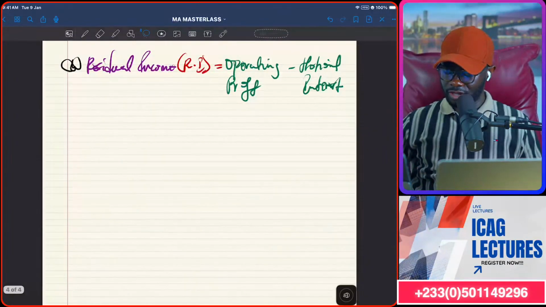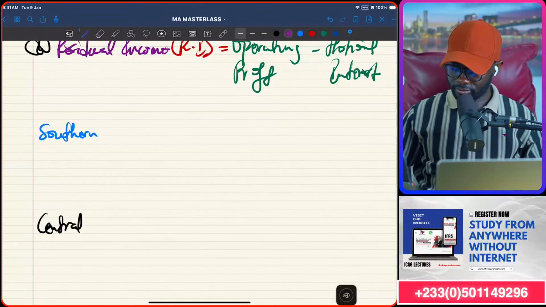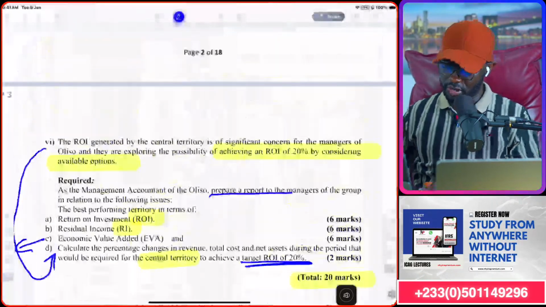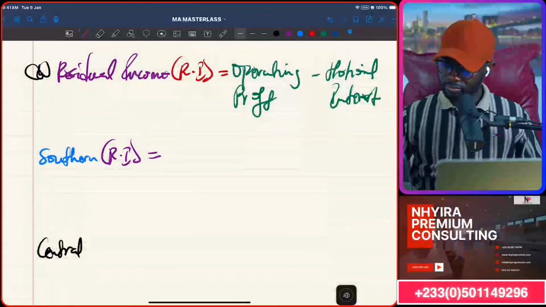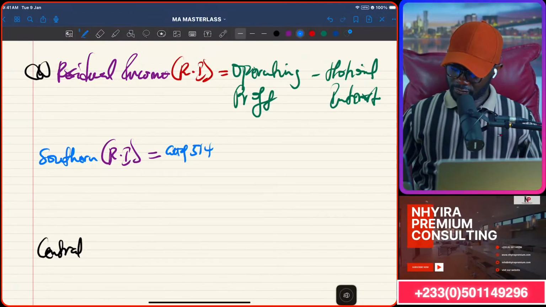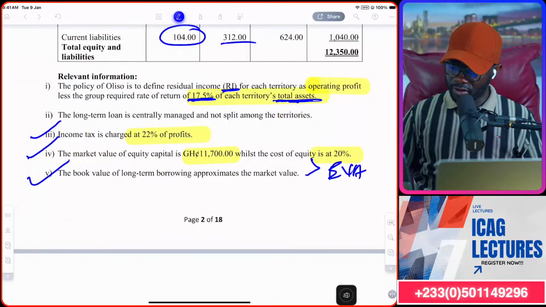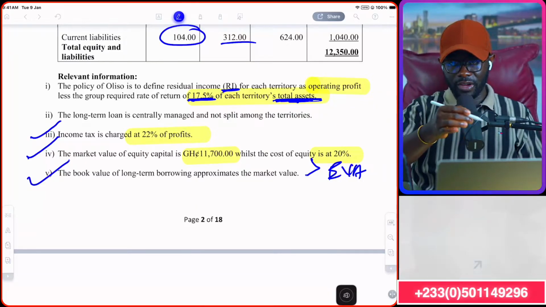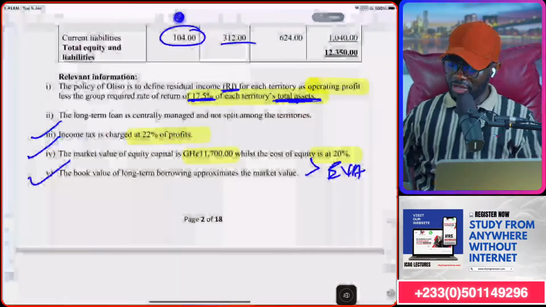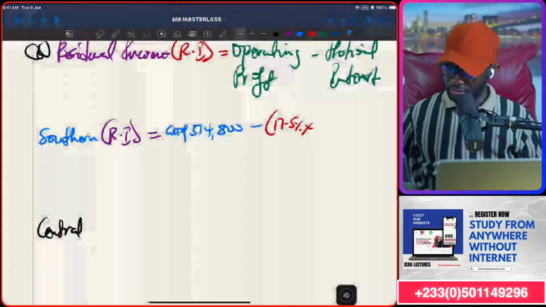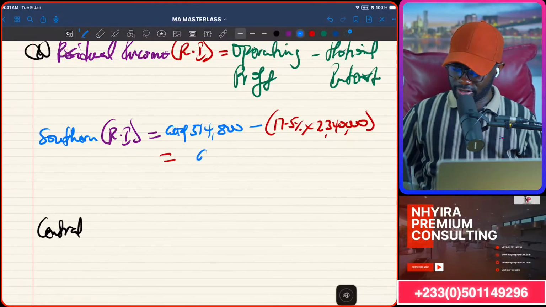So let's bring the ideas up one after the other. First, Southern Territory. RI for residual income. Operating profit for the Southern Territory, 514,800, minus the notional interest that is what the examiner has given us in note 1. He says it should be 17.5% of each territory's total asset. So we do 17.5% of the Southern's total asset, which is 2,340,000. And that will give us the RI of the Southern Territory.